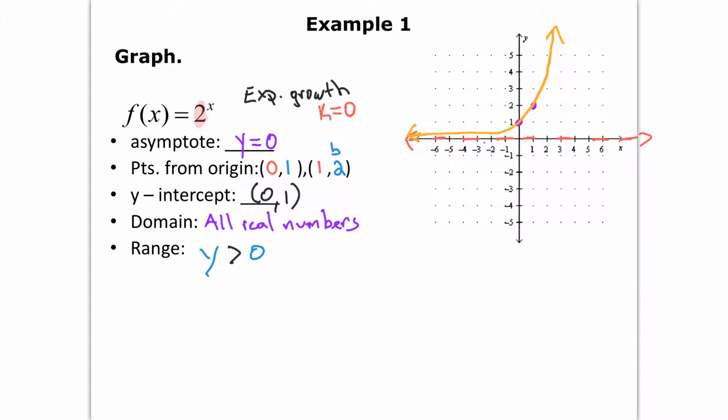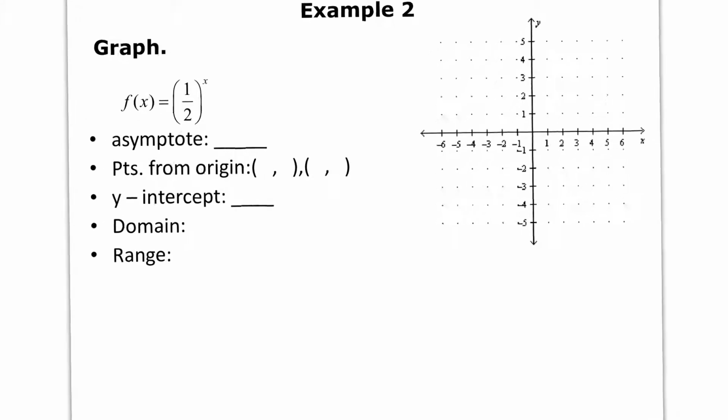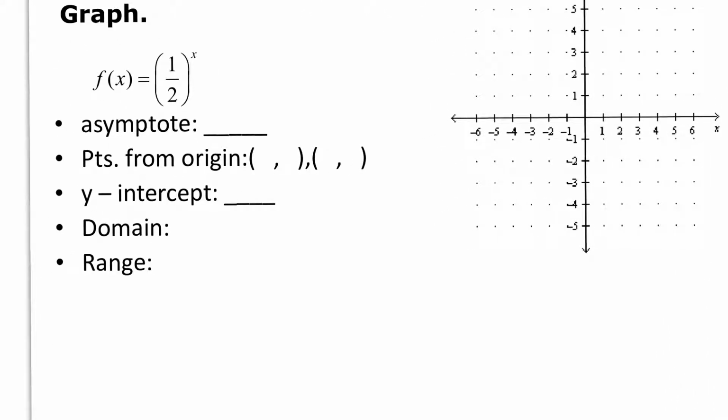So we have an exponential growth function, and you know all the components. So let's try one more. This one is an exponential decay, because the base is less than 1. I'm just going to highlight it. 1/2, that is less than 1. And let me just write this down here. We have an exponential decay.